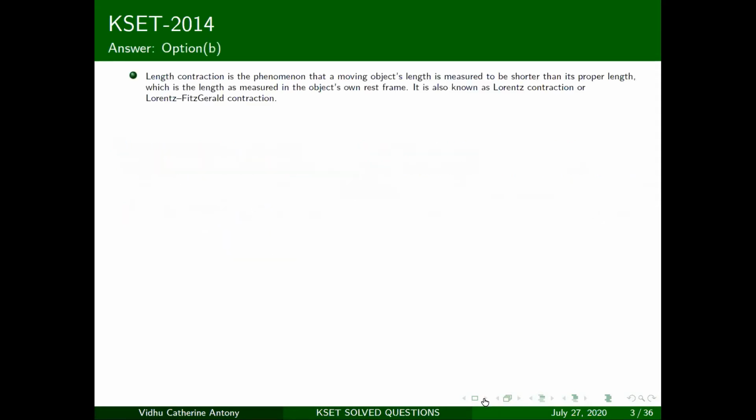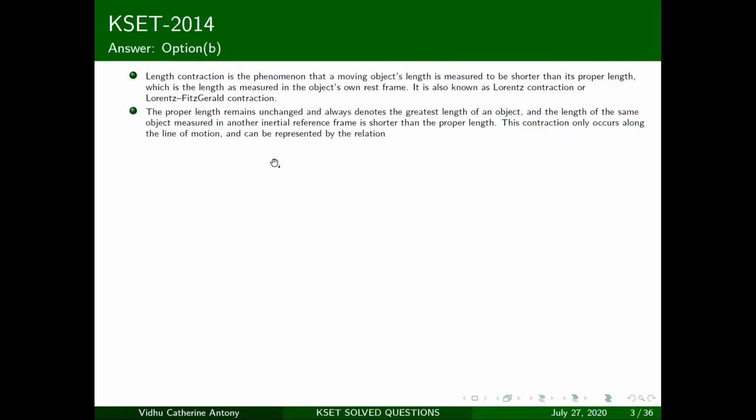Okay, and let's go to this. Length contraction is a phenomenon where an object's moving length is measured to be shorter than its proper length. So basically length contraction itself tells you that the final result while your object is moving is going to be shorter. It's going to be contracted compared to the original length. This is called the Lorentz contraction or the Lorentz-Fitzgerald contraction.